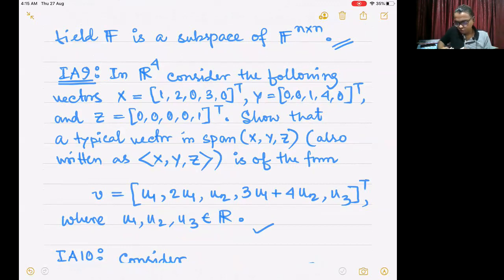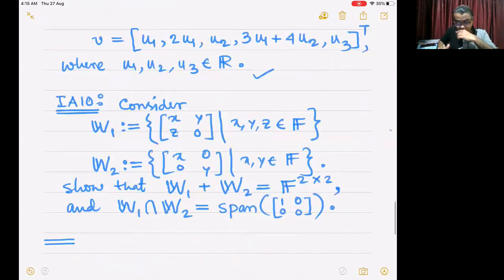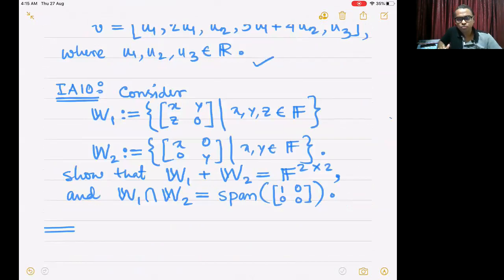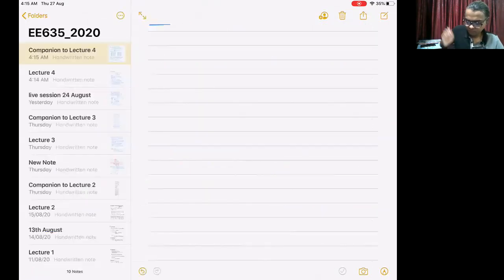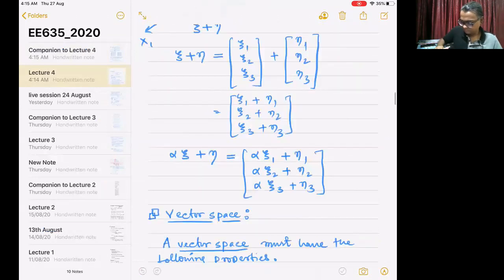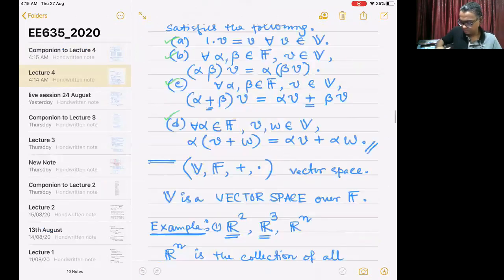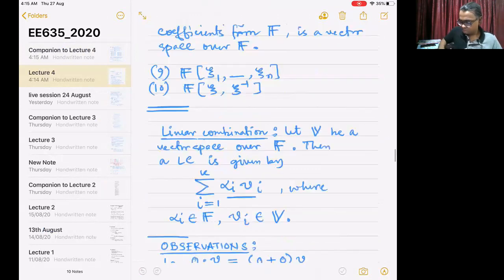Another immediate attention problem is that over F2 cross 2, that's our parent vector space, I have two subspaces defined like this and this. I'm asking you to show that the sum is all of F2 cross 2 and the intersection is the span of this vector. Span of a single vector is very easy to understand. I'm sure you understand what it really means.